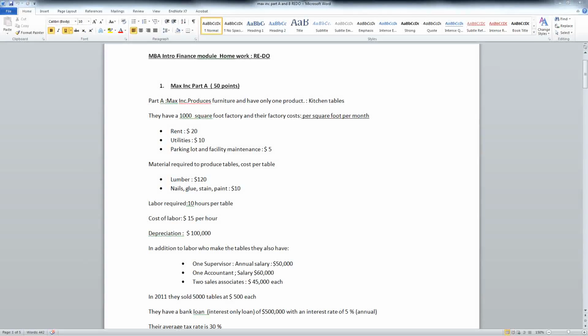So Max's assignment is to create an income statement and also do a break-even analysis. There is some information provided in this assignment. It is a company that makes kitchen tables. It has 1,000 square feet. You have all this information as part of the assignment in the Word document. And what I'd like to do today is show you the solution for both part A and part B.